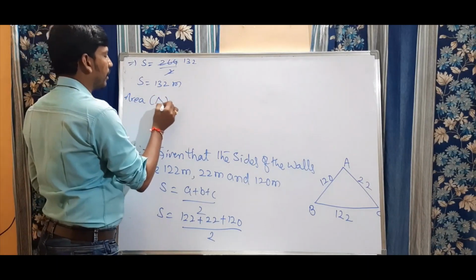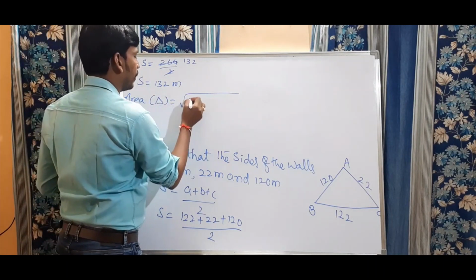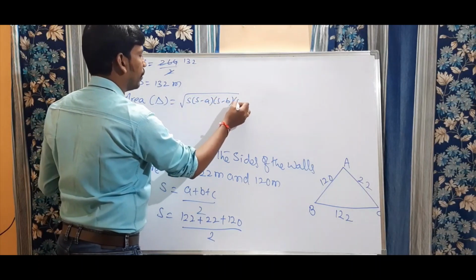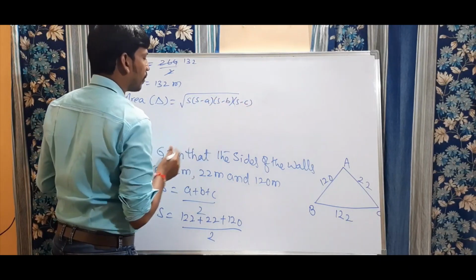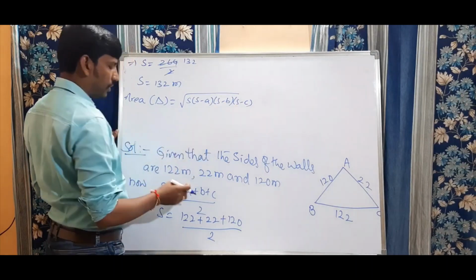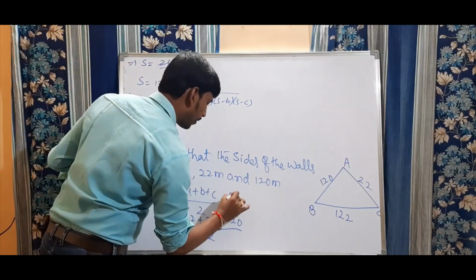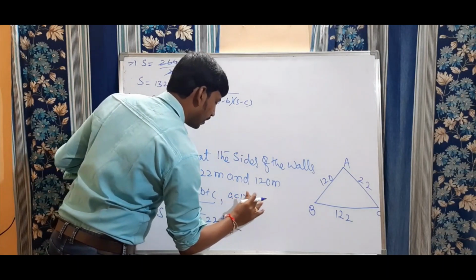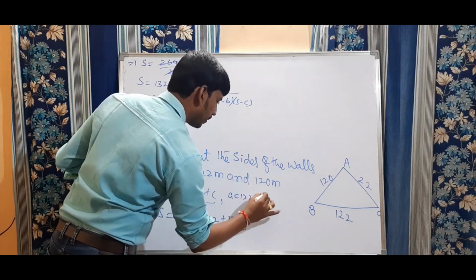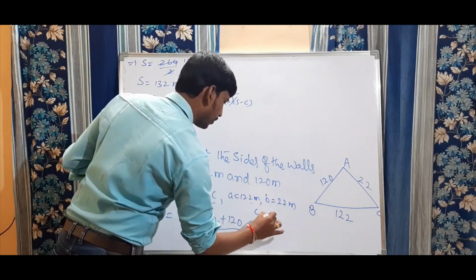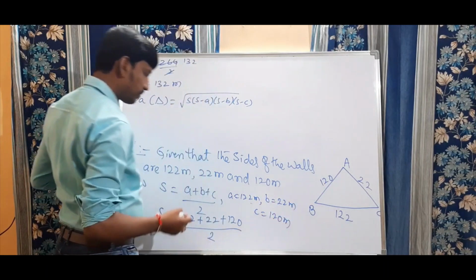Area delta is equal to under root of S into S minus A into S minus B into S minus C. Clear? Then substitute the S value and these three sides. We know the A, B, C values. Write down A equal to 122 meters, B is equal to 22 meters and C is equal to 120 meters.